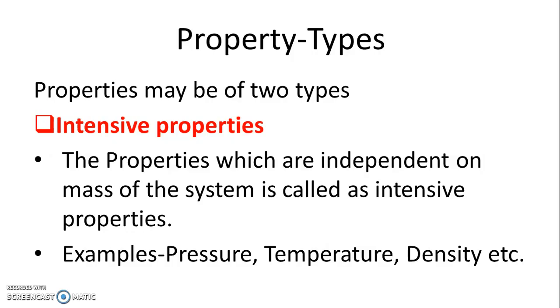If you consider density, for 1 liter of water, the mass density is 1000 kg per meter cube. Similarly, for 1000 liters of water, the mass density is also 1000 kg per meter cube. This means the mass density does not depend on the mass of the system. So, the mass density is an intensive property.